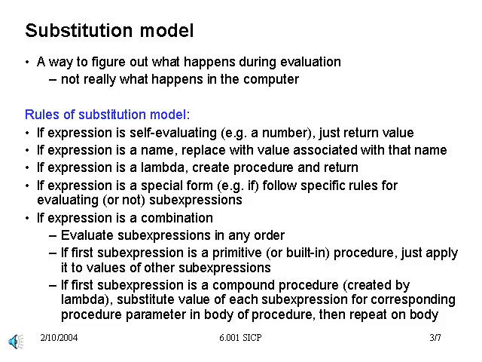So here are the rules for the substitution model. Given an expression, we want to determine its value. If the expression is a simple expression, there are several possibilities. If it's just a self-evaluating expression, like a number, we just return that value. On the other hand, if it's a name, something we created with a define expression, then we replace the name with the corresponding value associated with it.